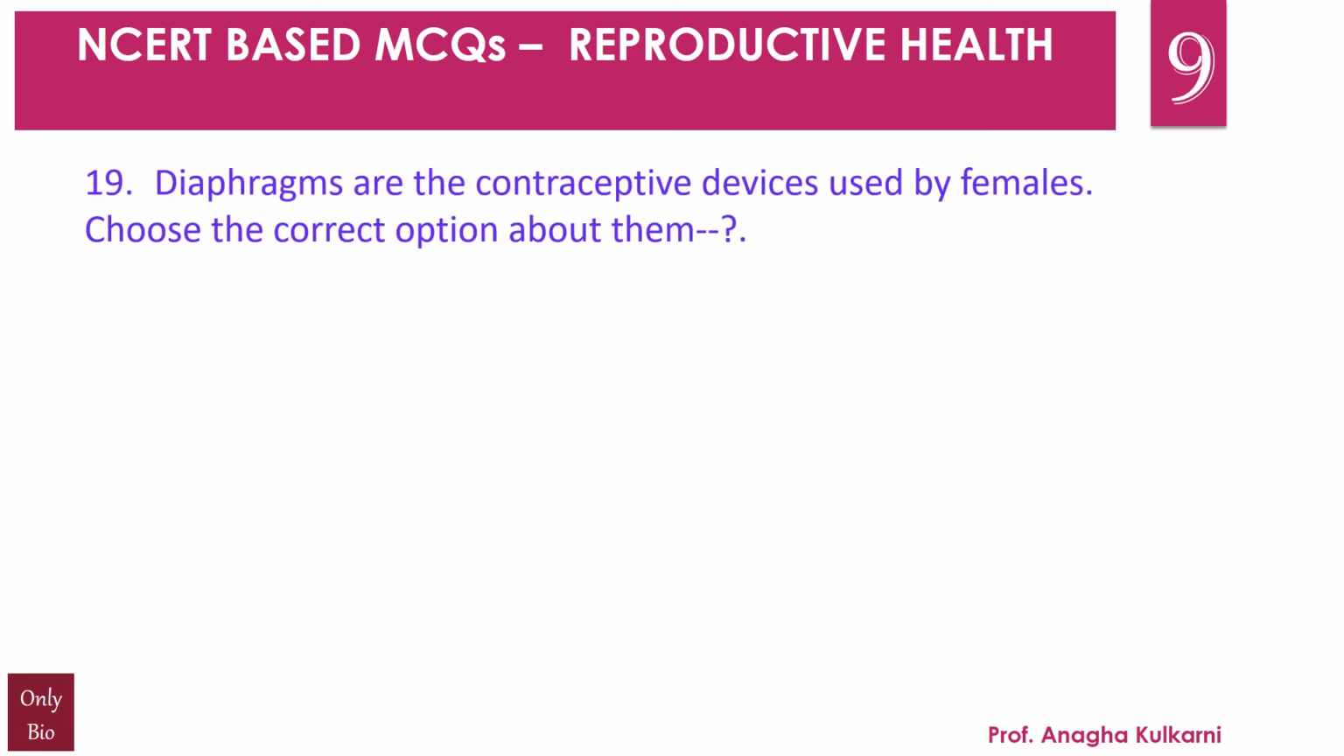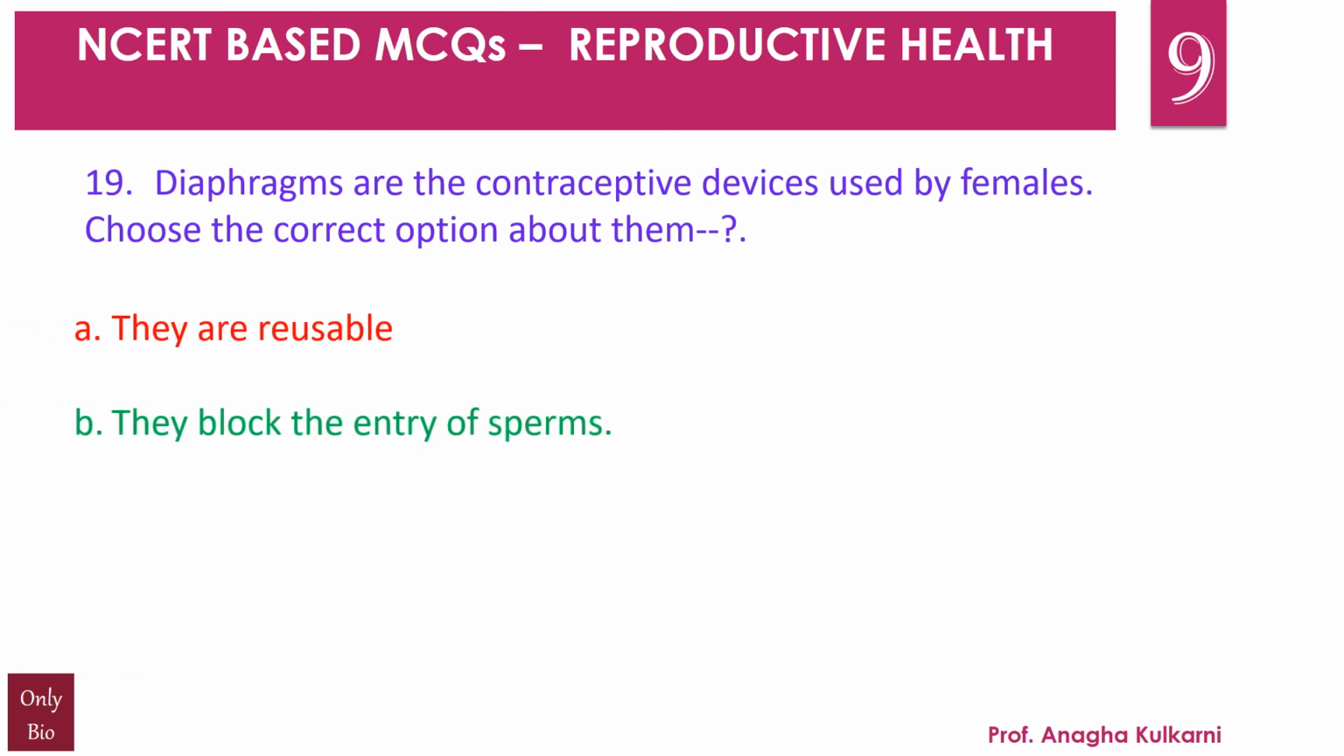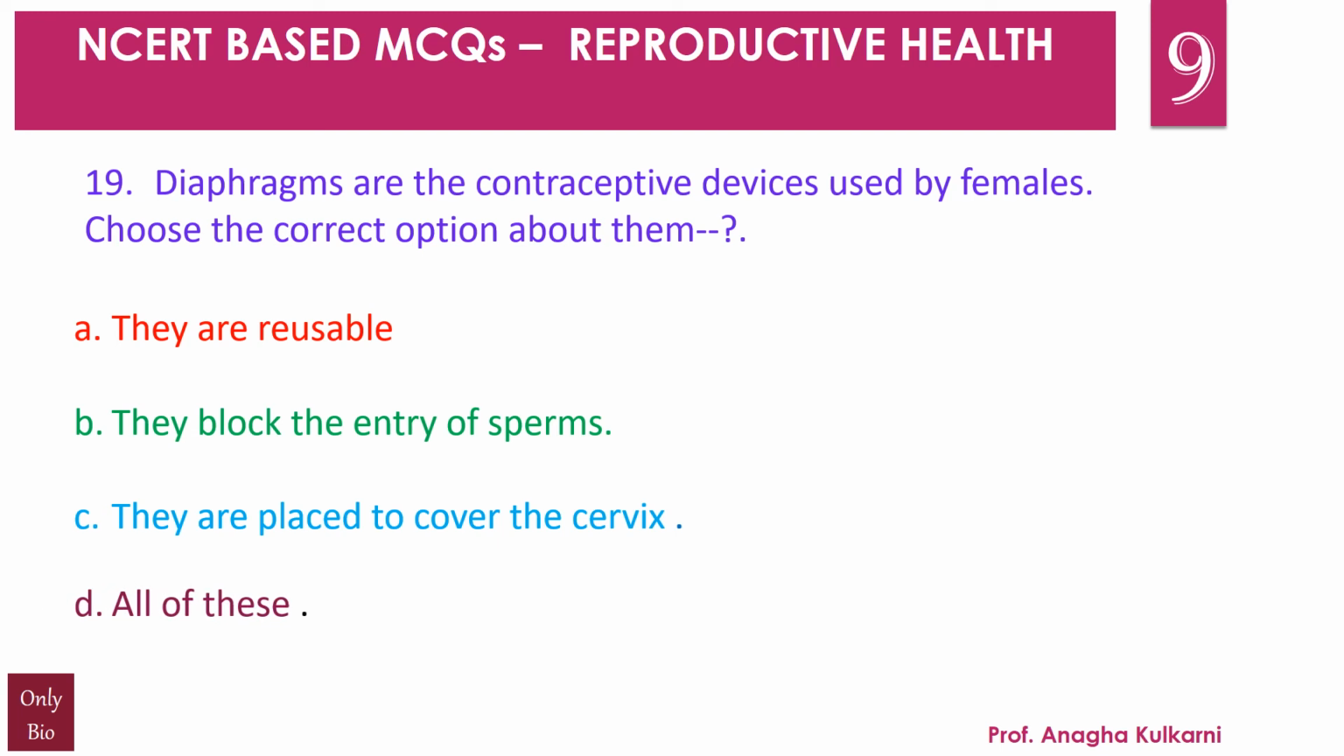Question number 19. Diaphragms are the contraceptive devices used by females. Choose the correct option about them. A. They are reusable. B. They block the entry of the sperms. C. They are placed to cover the cervix. D. All of these. And the correct answer for this question is D. All of these.